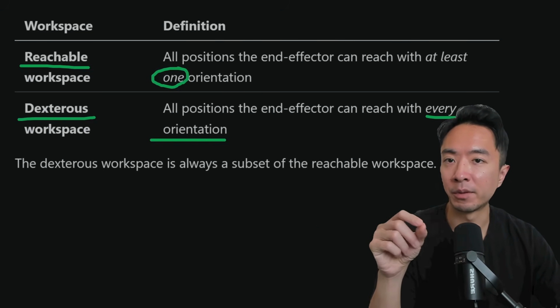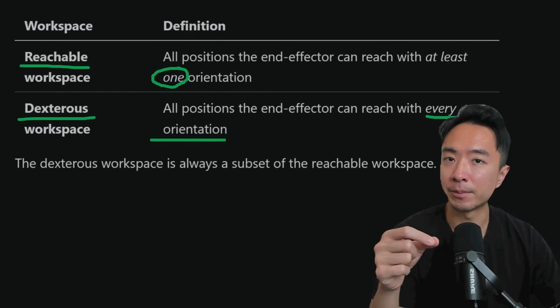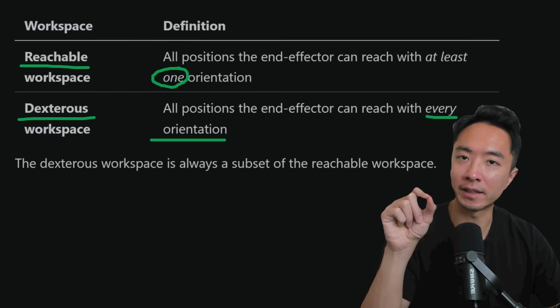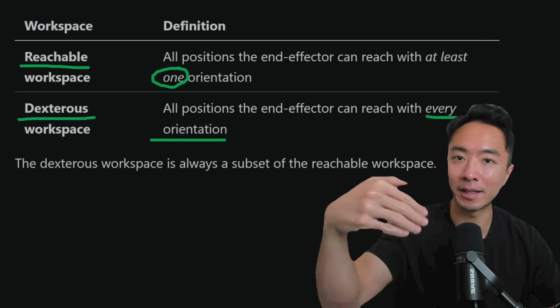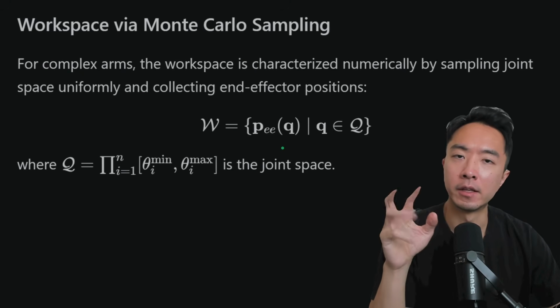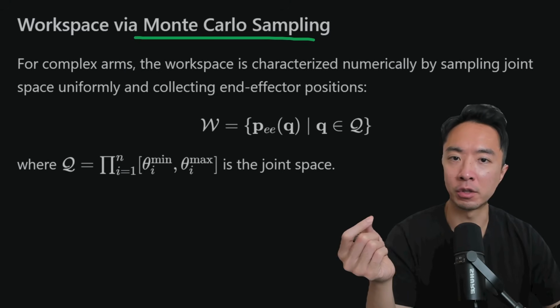The specific type of workspace you want to consider will depend on your application, because sometimes you might just care if the robot can get to that point, but other times you might care if it can get to that point and be at a certain orientation. Perhaps one of the easiest ways to figure out the workspace is to do a Monte Carlo sampling.